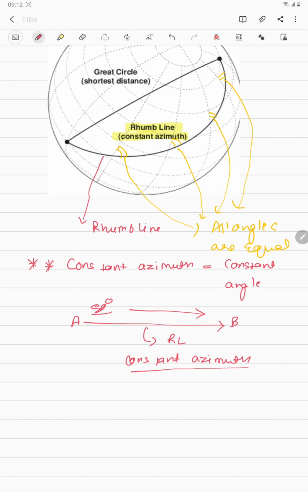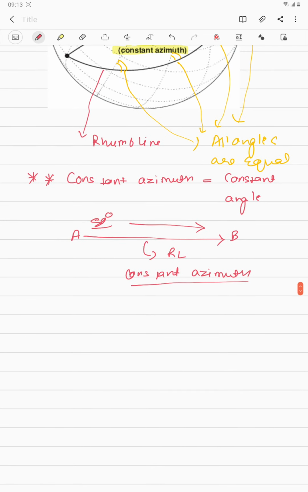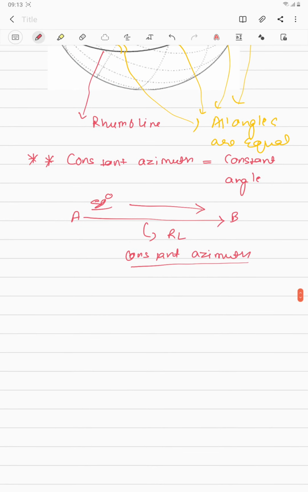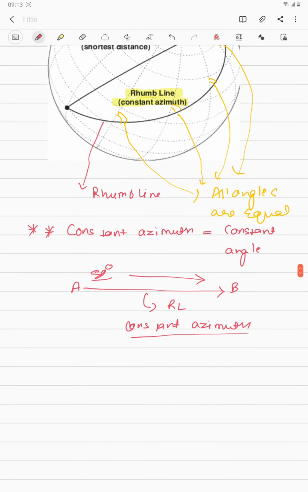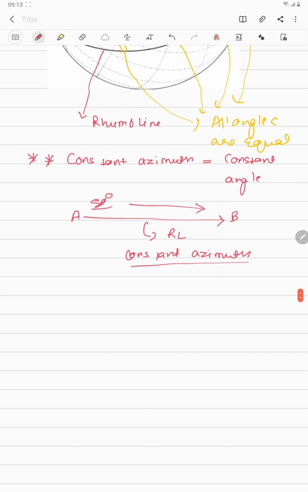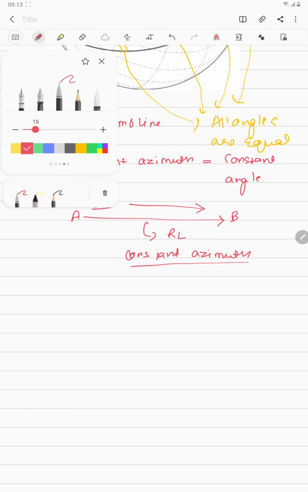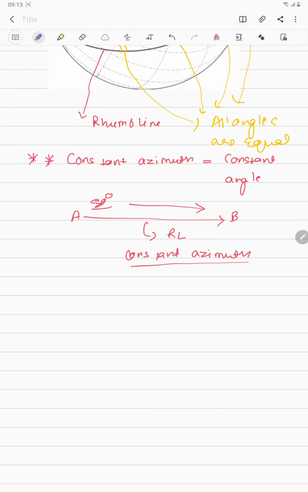Okay, so now let us discuss some of the properties of your rhumb lines. And then I'm going to tell you why we take the rhumb line and not the great circle distance. So have a look here, guys. I'm going to write up all the points for you. Okay, so point number one, guys, is the definition, and the second point, which is very important, that I have told you, is it is the line on the Earth's surface.